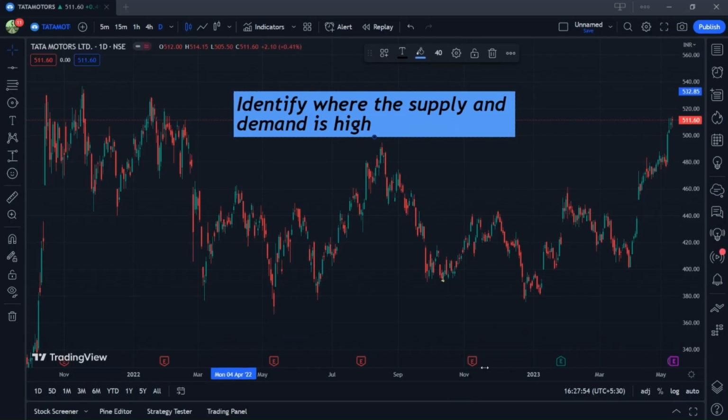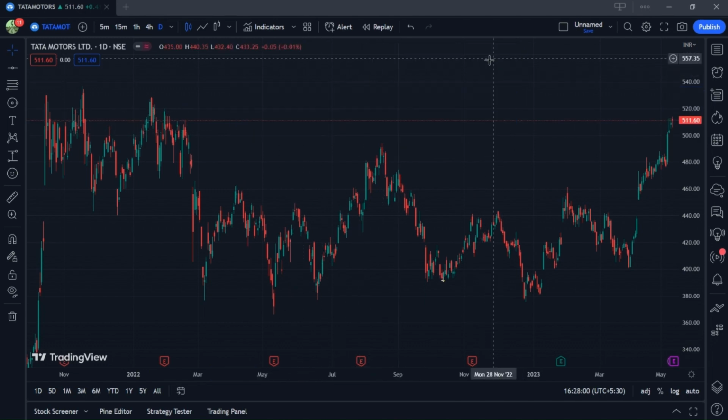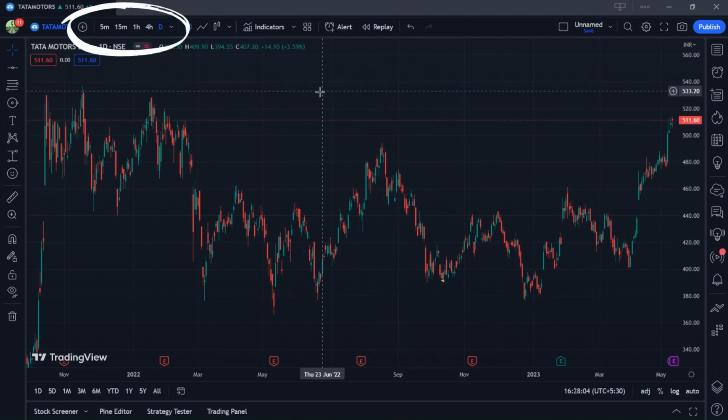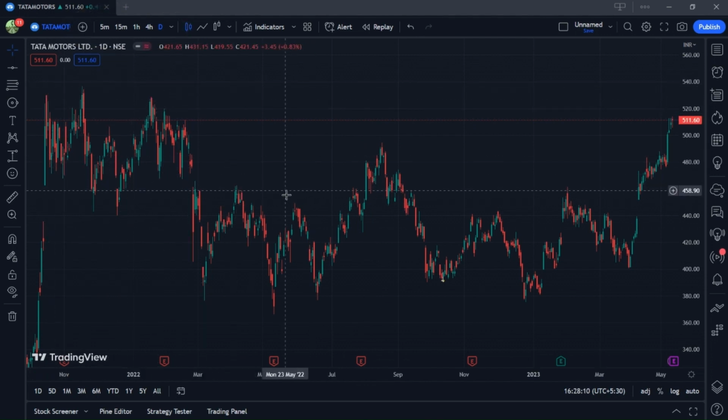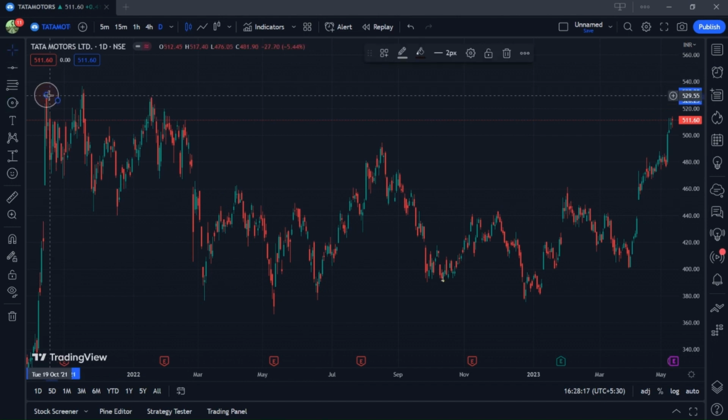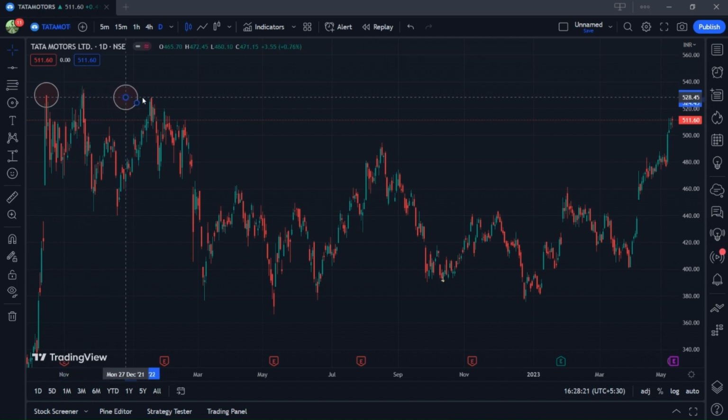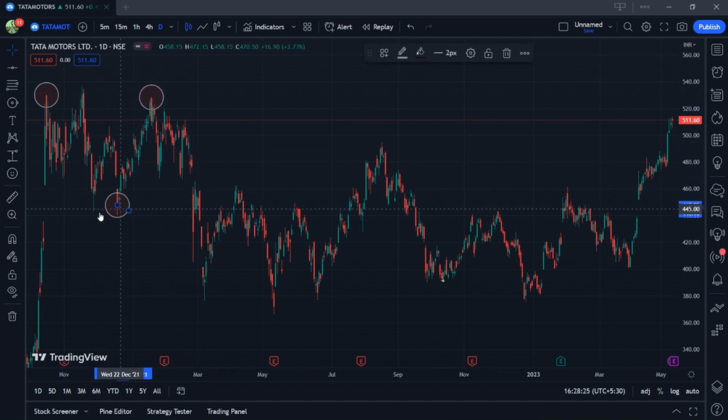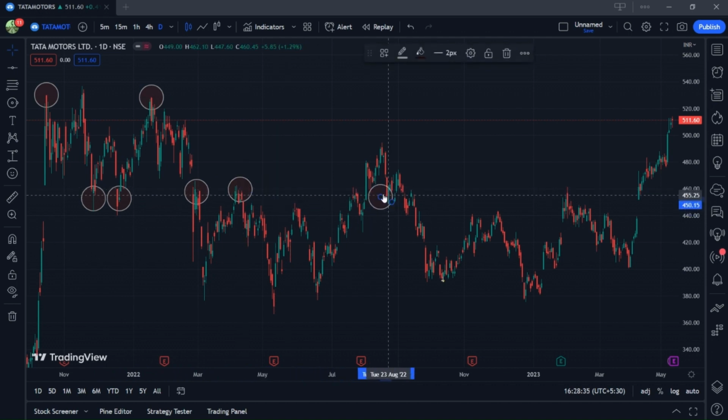How to identify the key levels manually. First, you have to identify where the supply and demand is high. For this, you have to set the time frame to 1 hour, 4 hour, or 1 day to get clear data. Now you have to look at where the price is reversing from the same level a number of times. Mark those key points by using the tools provided by the TradingView platform in the left side panel. Here, I am going to show you how to find the key levels, so observe the chart carefully. I repeat, clearly focus on the chart, then only you can understand.